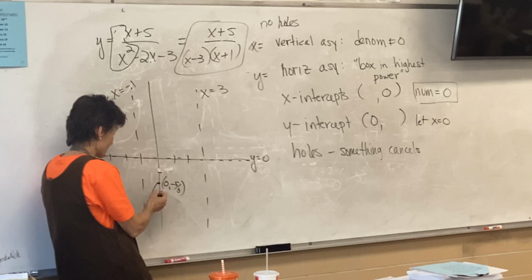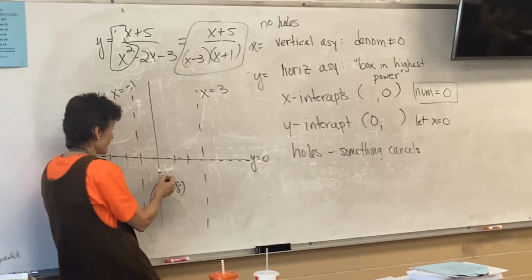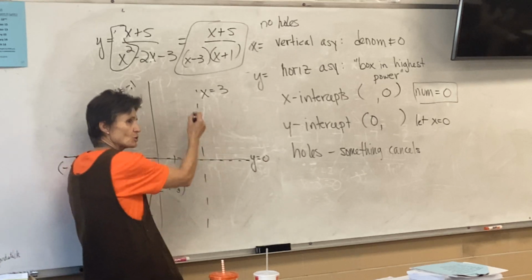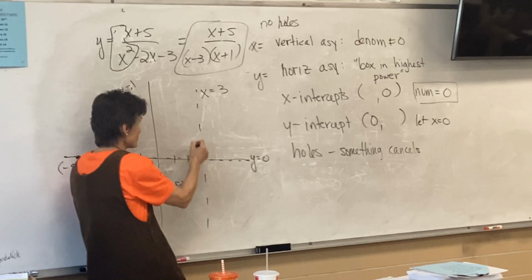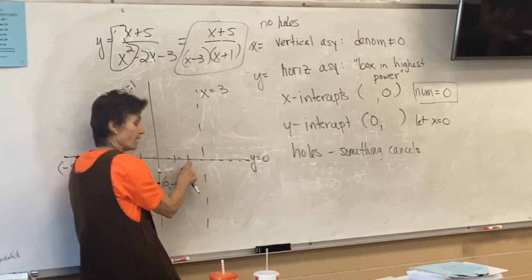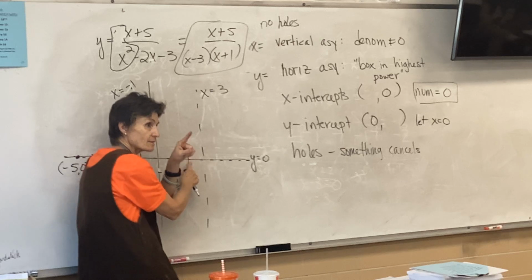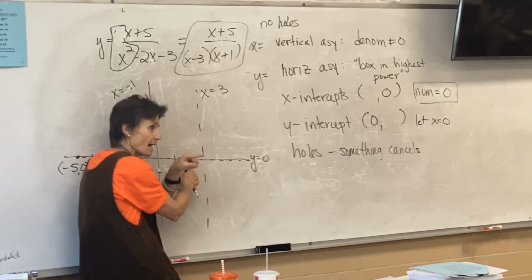I'm pretty sure this is going down. Can this one go up? You know how that tangent shape or cubic shape before? Can this one go up? No, why not? It doesn't cross there. It can't cross the x-axis.